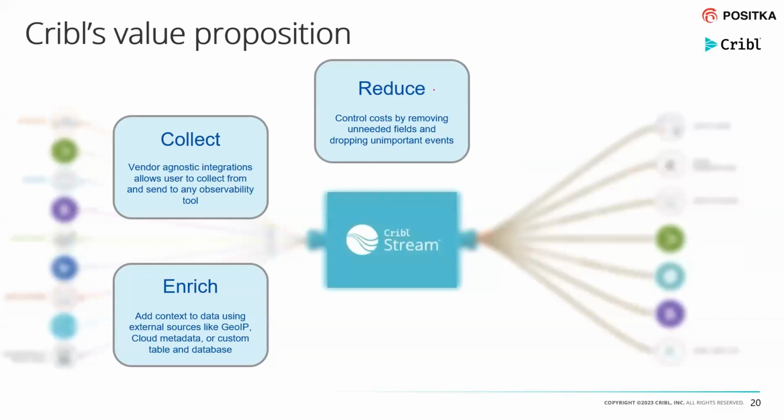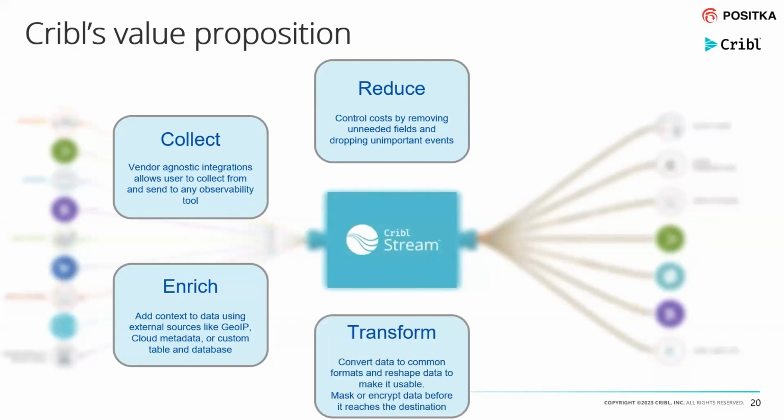And you can reduce. This is again one of the key use cases for Cribl. You can reduce fields and you can reduce unimportant events before they reach the destinations. And fourthly, it can help you transform. Data can be converted to any format, or it can be reshaped as may be necessary in your destination. One of the key use cases here is masking or encryption. It allows you to mask or encrypt data before it reaches your destination, which is found to be a huge use case for financial organizations and banking organizations.